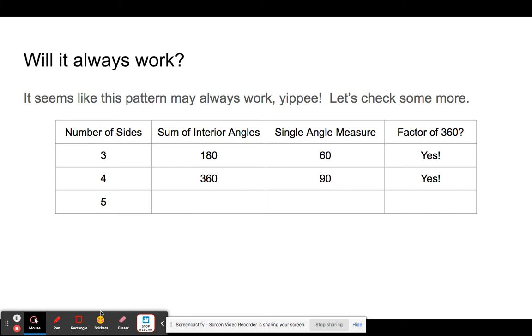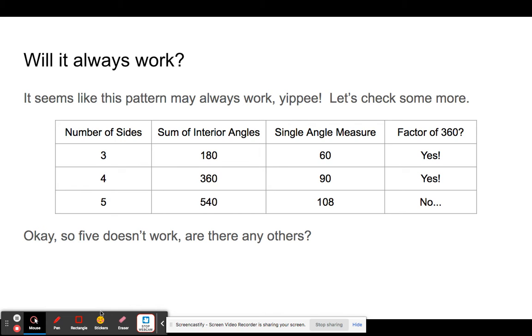Let's check some more. So let's check 5. Again, applying our interior angle sum theorem, we get 540. 540 divided by 5 is 108. Does 108 go into 360? No. So will it ever work again? Or is it just triangles and squares?